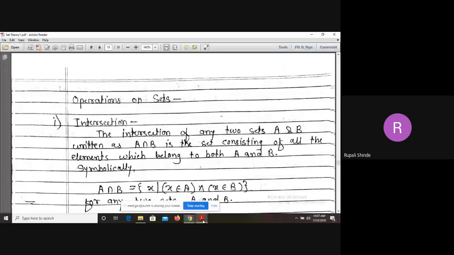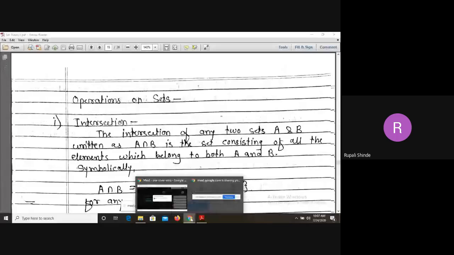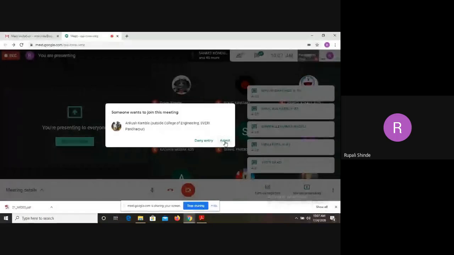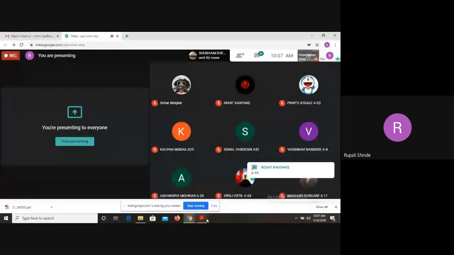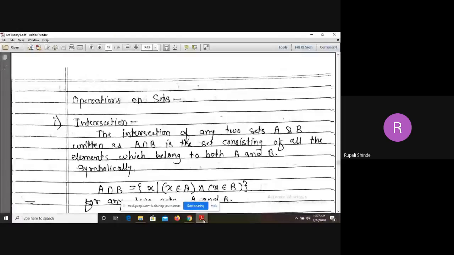Okay, so today we are going to revise the remaining part from unit number 3, that is operations on sets. There are different operations that we can perform on sets, like union, intersection, symmetric difference, Boolean sum. Today we are going to revise all those operations. So the first operation is the intersection operation.